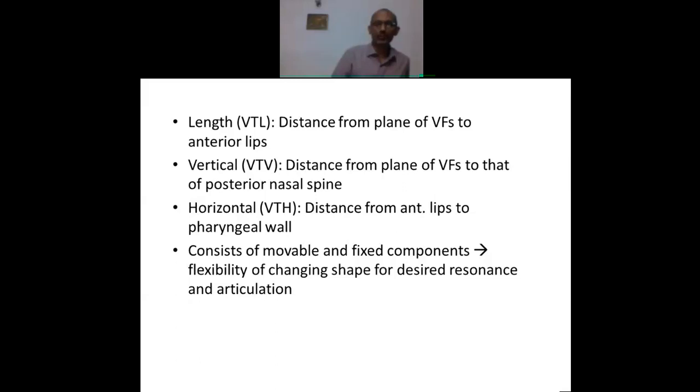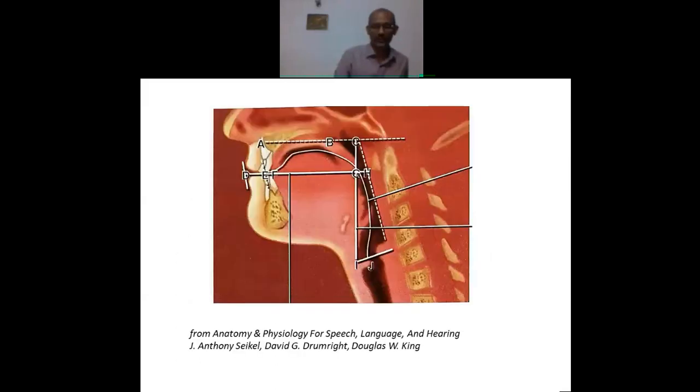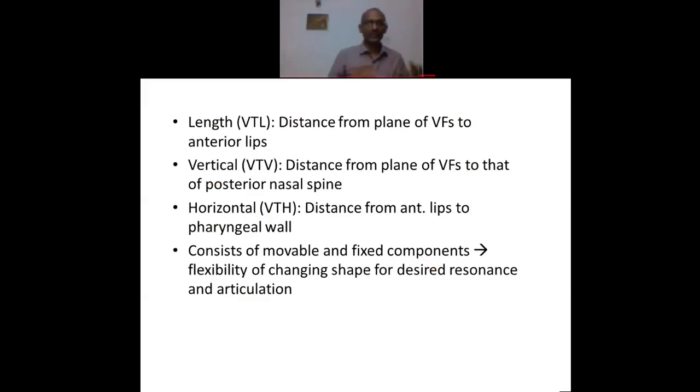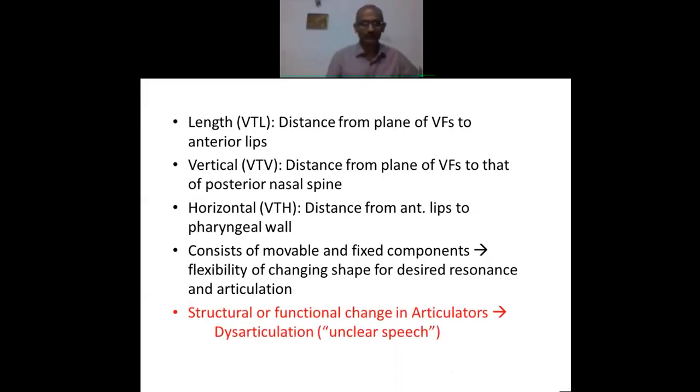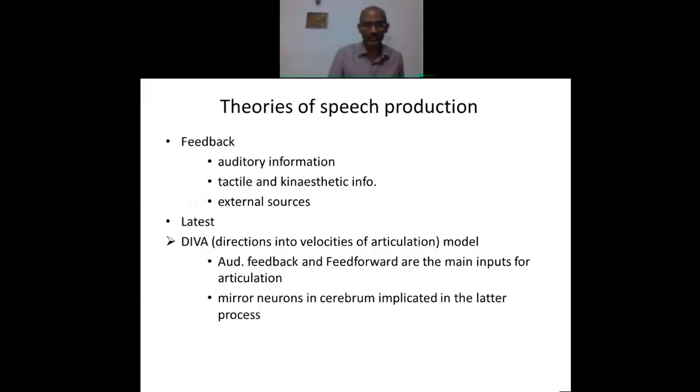And this consists of movable and fixed components, of course, as you can imagine. The tongue is the biggest mobile component, along with the palate, and you have the posterior pharyngeal wall and the nasal spine, which are the immobile components. So with this huge flexibility, when these things move, it changes not only articulation, but at the same time it also changes the resonance. And then you have, as I said, the individual human voice and speech. Structural or functional change in the articulators causes what is called dysarticulation, or in very rough terms, unclear speech, which is different from hoarseness.